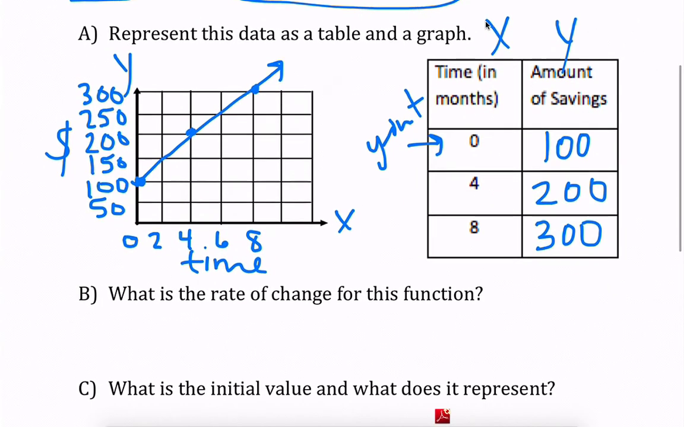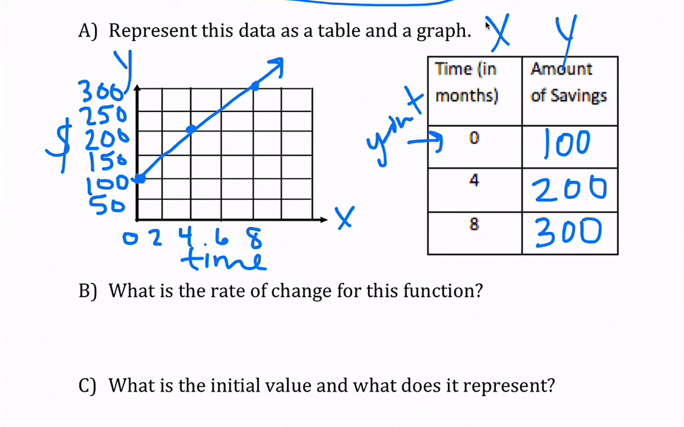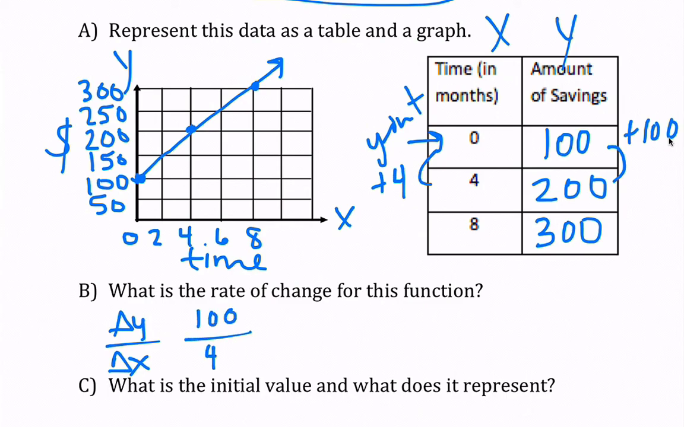All right, it's asking for the rate of change, which remember is the change in y's over the change in x's, when we're going from a table. Notice as I go 0, 4, 8, it's increasing, so it's adding. 0 plus 4 gives me the 4. Look at your y's, 100, 200, 300, that's increasing, so I'm adding 100. You put your change in y's first, that's positive 100, over your x's, which was a positive 4. 100 divided by 4 is 25. So remember, that's your rate of change, that's your m, that's your slope.